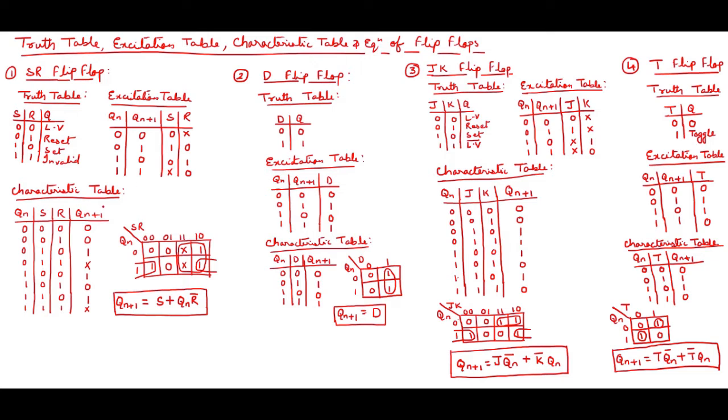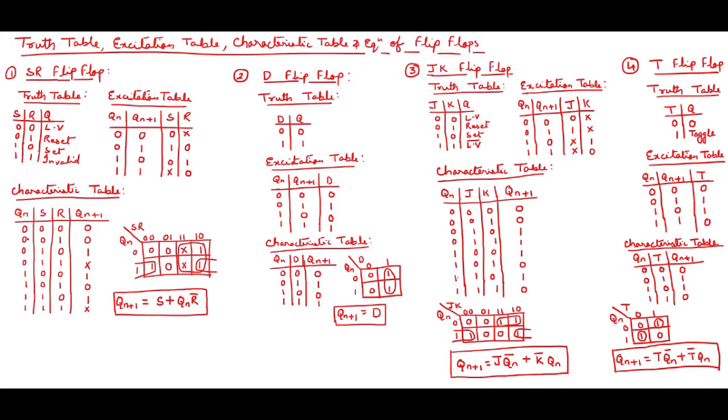Now we'll come to the characteristics table. Here I have taken the same present state as Qn, then S and R, and Qn plus 1 is the next state. When the present state is 0 and we are giving 0 0 input, what will be the next state, that we need to check over here.